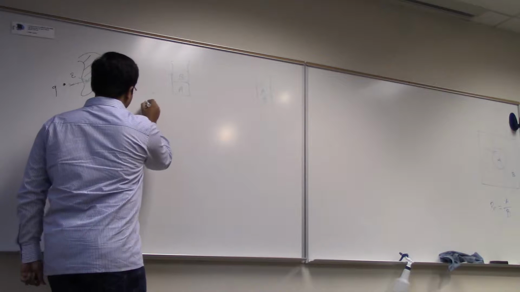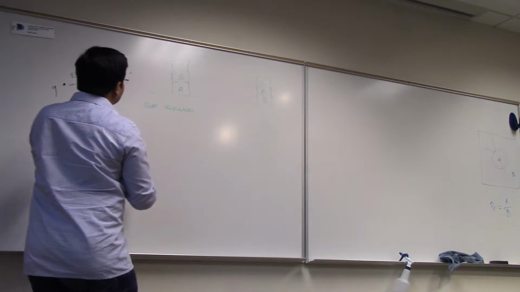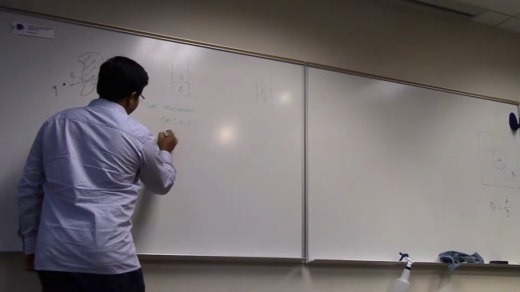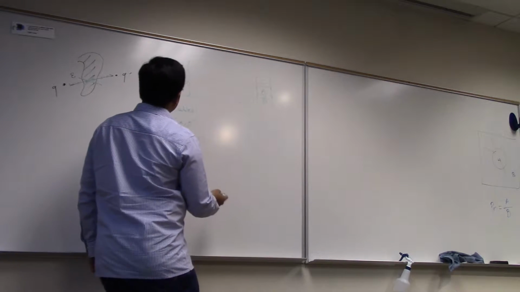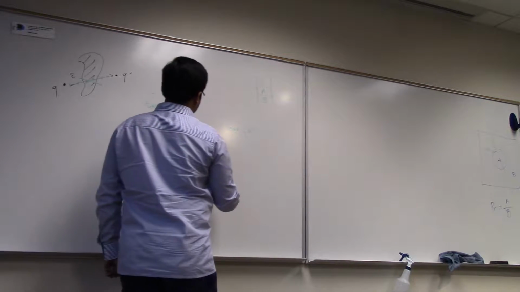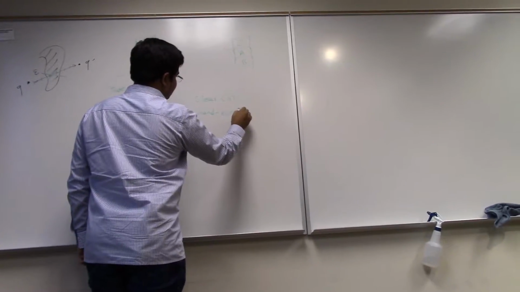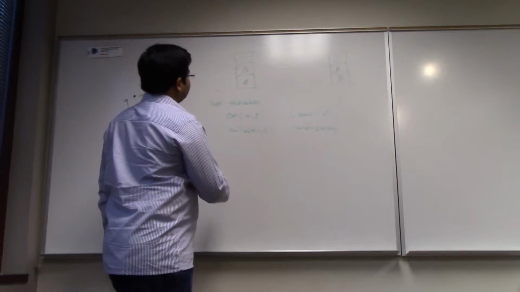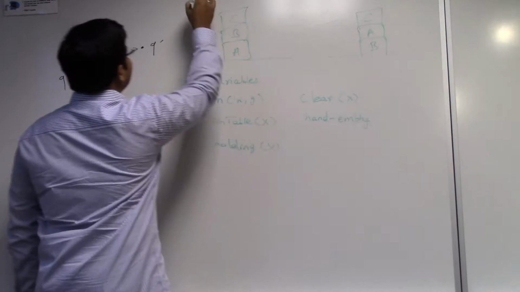And what are the state variables that we have? On X Y, on table X, clear X, and probably holding X. There is also a hand.